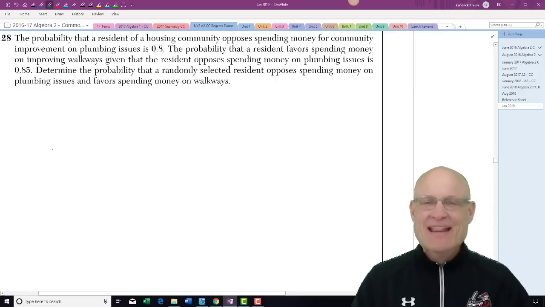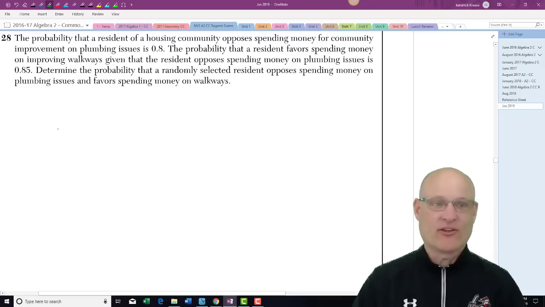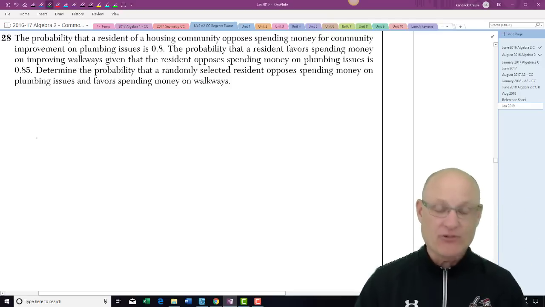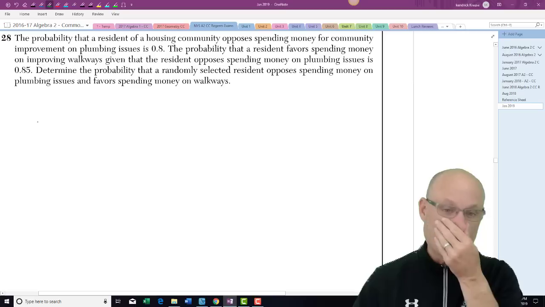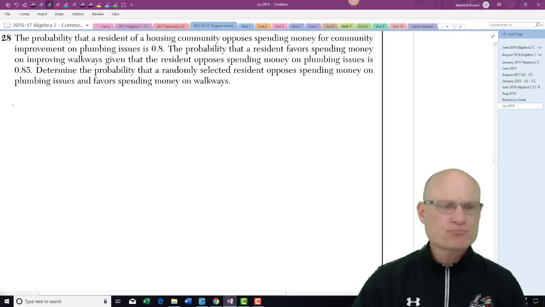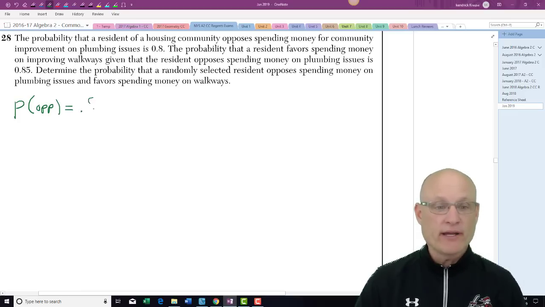All right, kiddos. They don't get any easier than this question right here. This is the way I do these questions, and I'm going to try to show you the way your teacher might do it. So we're going to read through it. It says the probability of opposing improvements is 0.8. You should have already read this.